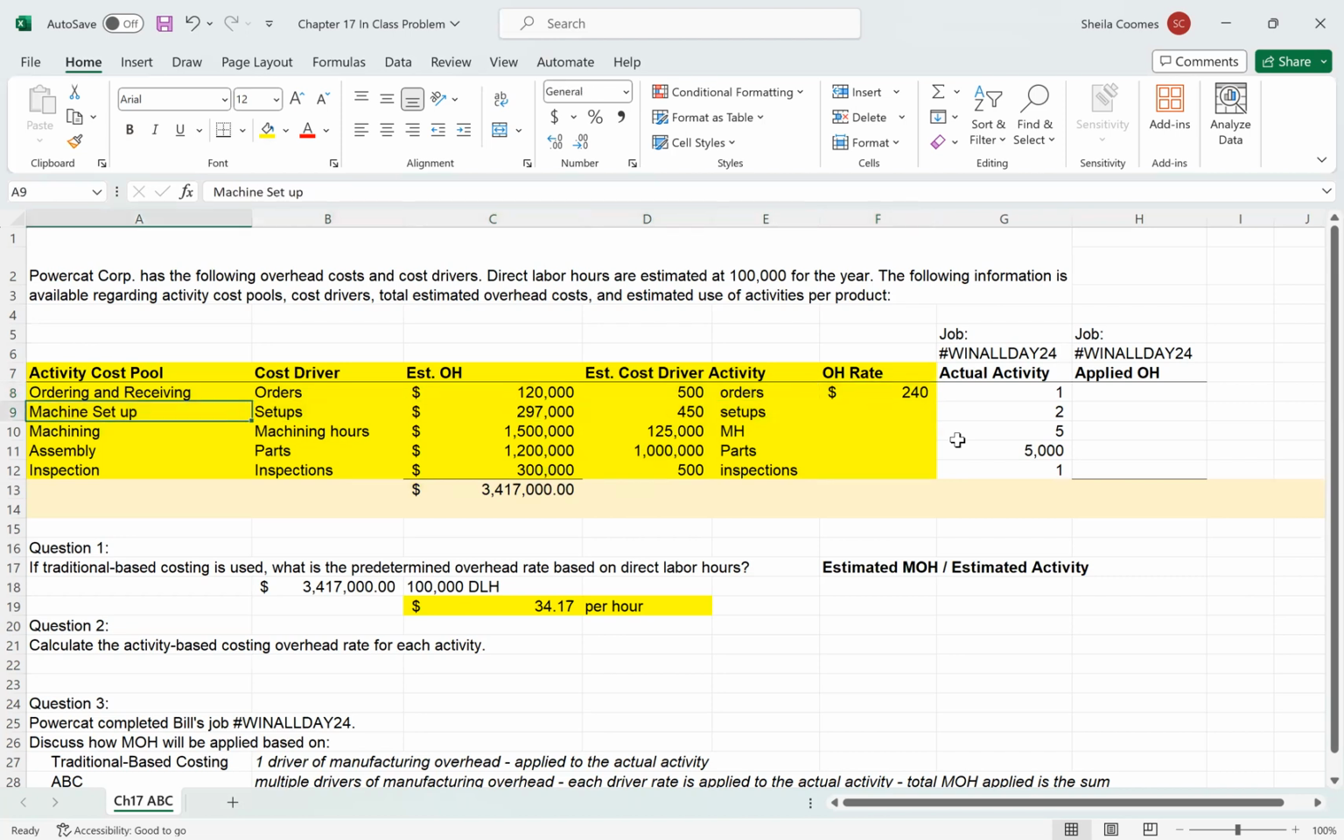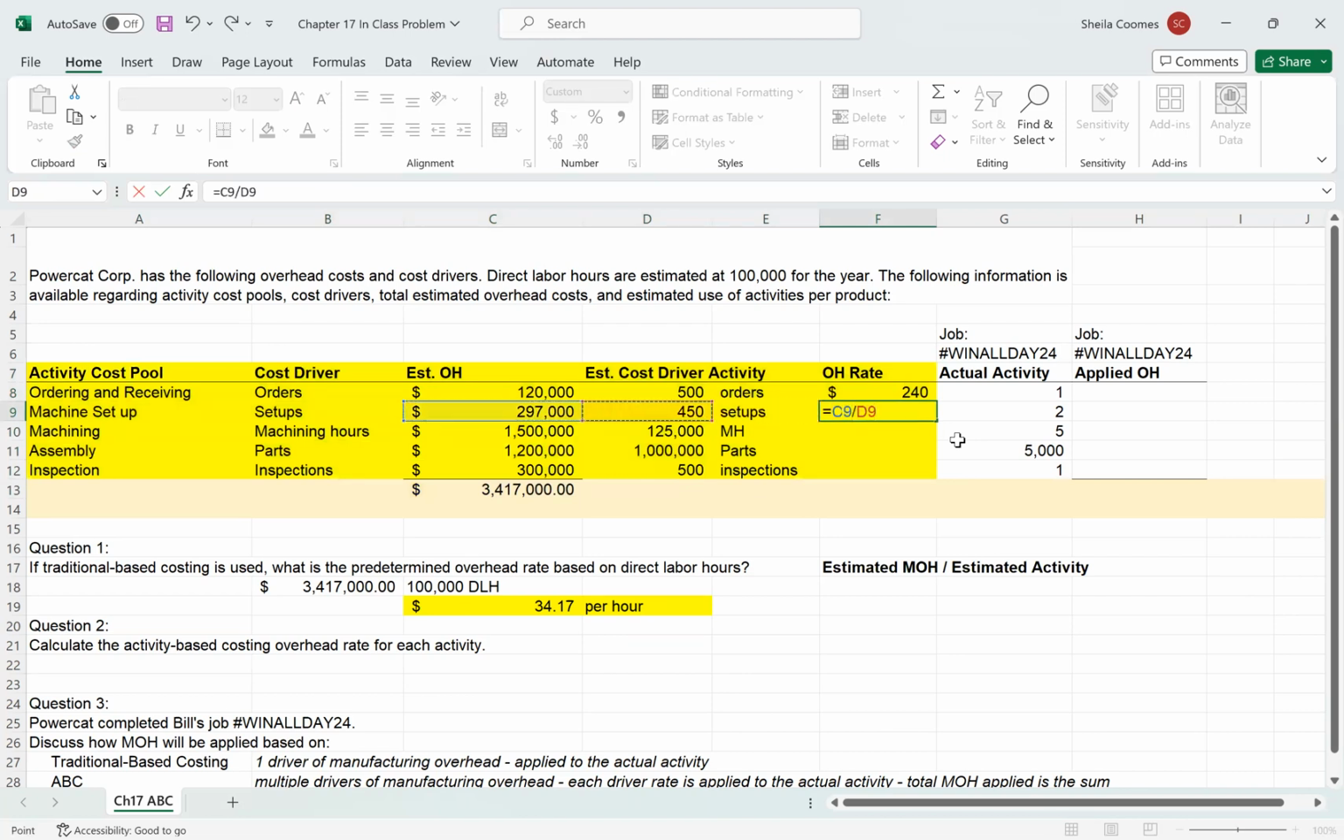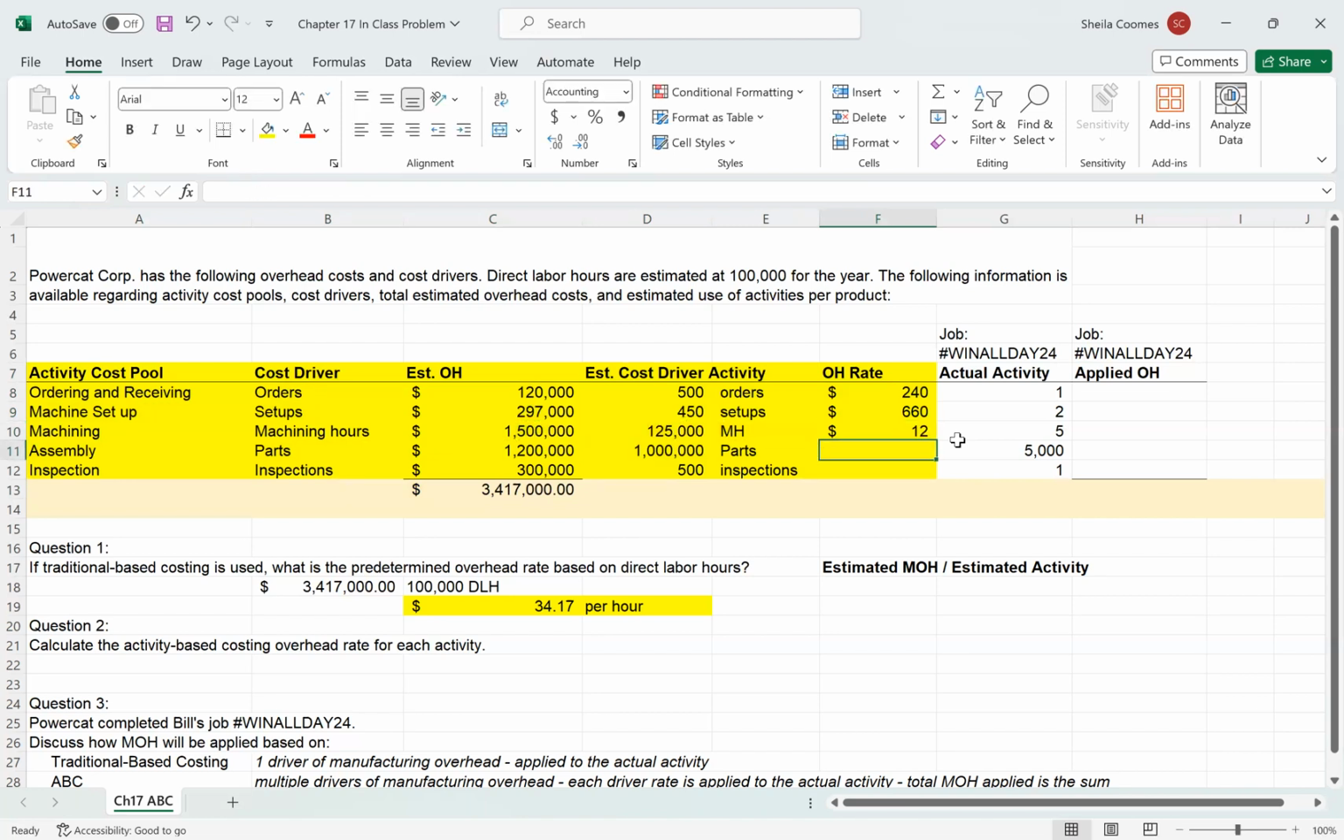Now we need to do the same thing for each one of these because machine setups has its own costs associated with it that are all overhead. And if we expect the number of setups to be the driver of that cost, we need to divide. So again, same calculation, that didn't change. It's just that for each one of these, we're going to have an individual driver that drives our activity. And that activity drives our cost. So I'm just filling in these calculations. Again, they're all the same. I could have copied the formula down, okay? But these are my individual activity cost driver rates.